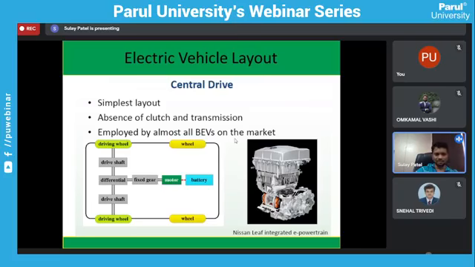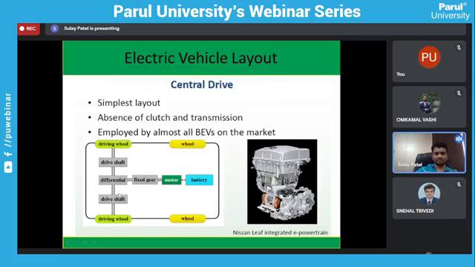So the first one is a central drive. It is a very simple layout, with absence of clutch and transmission in this, and employed by almost all the BEVs on the market. Over here you can see there is a battery, and the battery supplies power to this particular motor, and the motor shaft is directly coupled with a fixed single speed reduction gearbox, and from this gearbox power is supplied to the differential, and the differential will split power into the two driving wheels by means of a drive shaft.